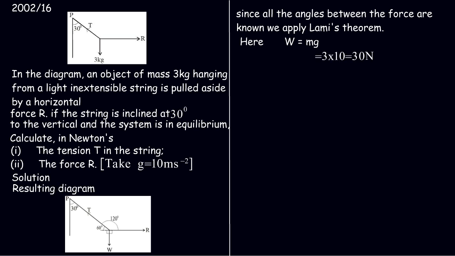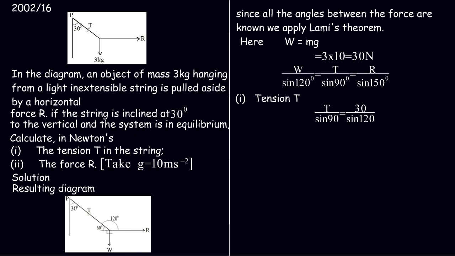And from Lami's theorem, W divided by sine 120 will be equal to T divided by sine 90, which will be equal to R divided by sine 150. Now for the very first part, the tension T: T divided by sine 90 will be equal to 30 divided by sine 120, and cross multiplying, T will be equal to 30 sine 90 divided by sine 120, which will be equal to 30 divided by 0.8660, which is equal to 34.64 Newton.